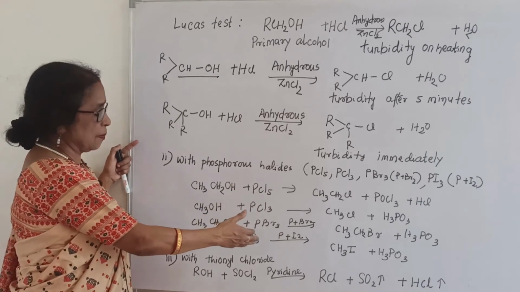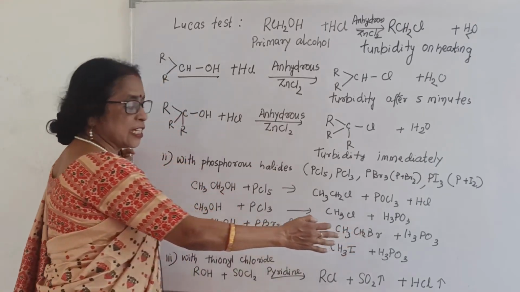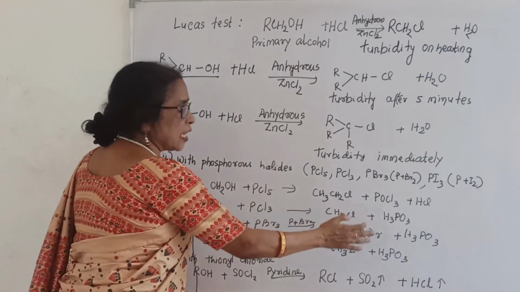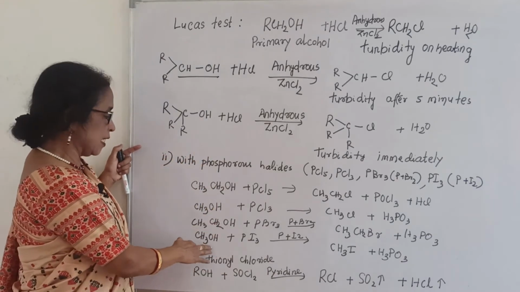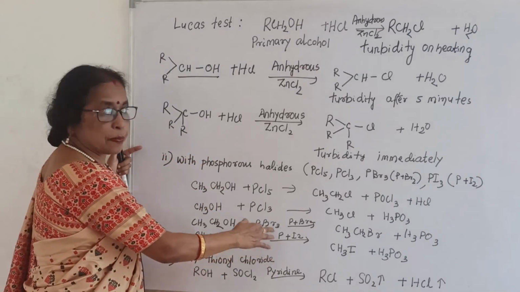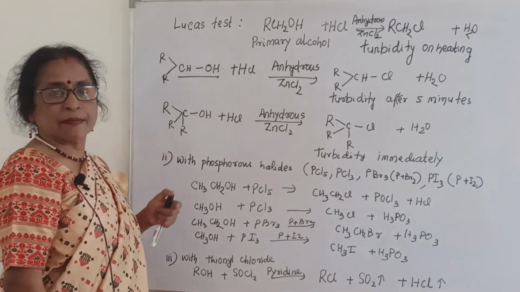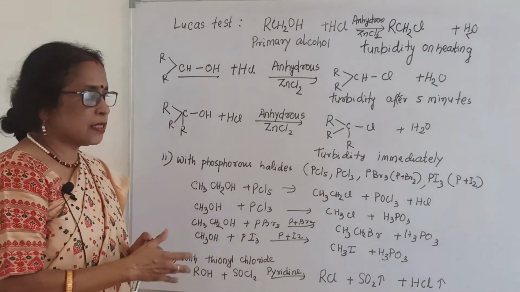Then after that, immediately it gives PBr3, and here CH3CH2Br. That means bromoethane plus H3PO3. What is that? Phosphorus acid. Then CH3OH with PI3, similarly P plus iodine you will take, and here it gives CH3I, meaning iodomethane, and H3PO3, phosphorus acid.